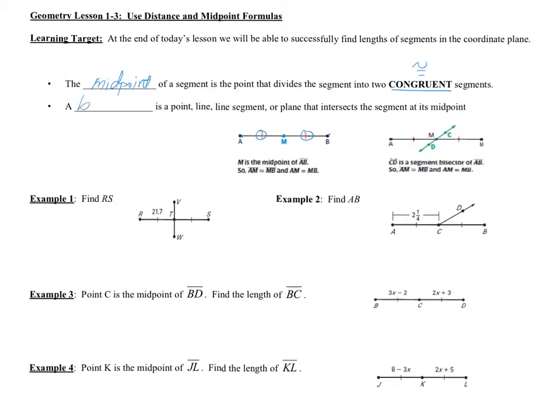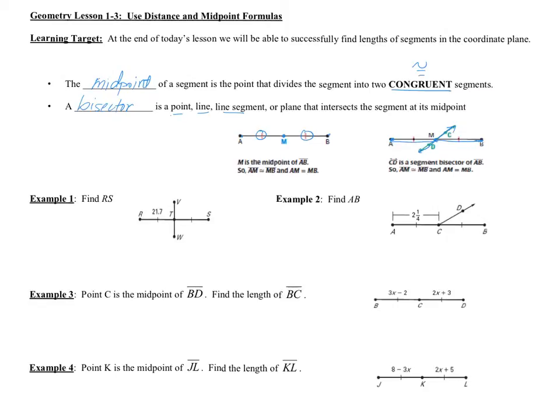A bisector is a point, line, line segment, or even a plane that intersects the segment at its midpoint. So here I have an example of a line DC bisecting the segment AB at point M. So segment AM will be congruent to segment MB.